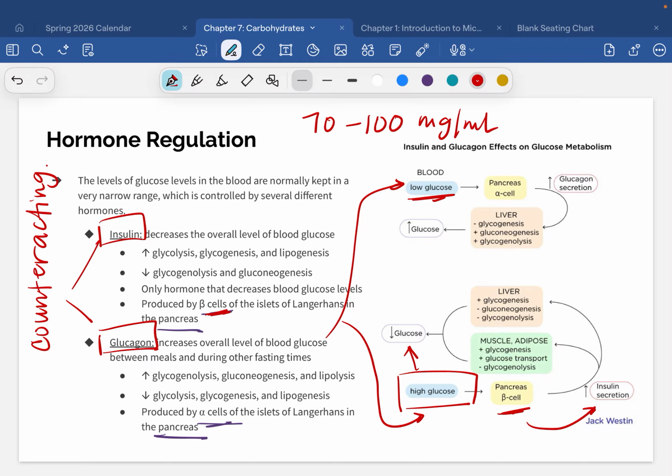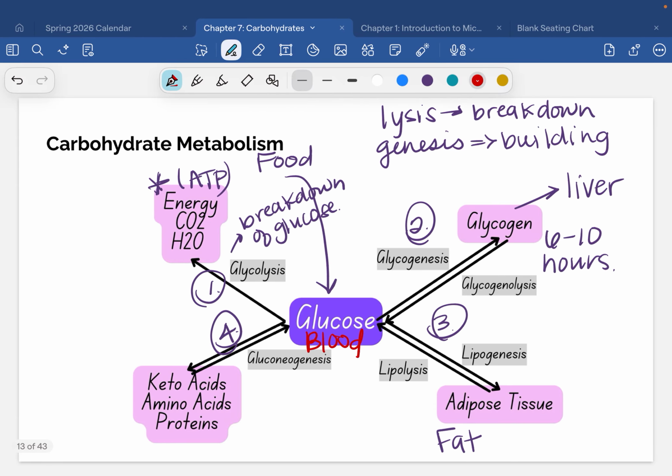And in that case, what will happen is the pancreas alpha cells are going to secrete the opposite hormone, glucagon. And all of that hormone, glucagon, is going to support all of the processes that point in to the blood glucose. So glycogenolysis, it's going to break down glycogen, it's going to break down fat tissue, and if it's absolutely necessary, it'll start to break down proteins and amino acids.